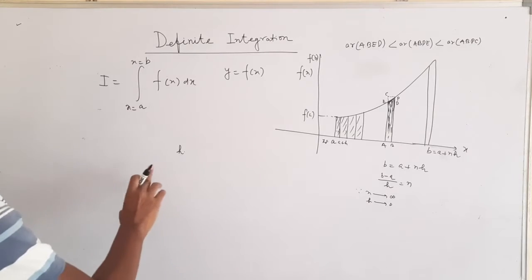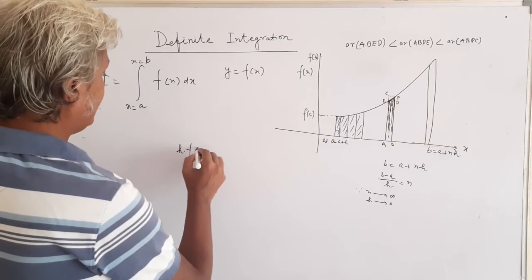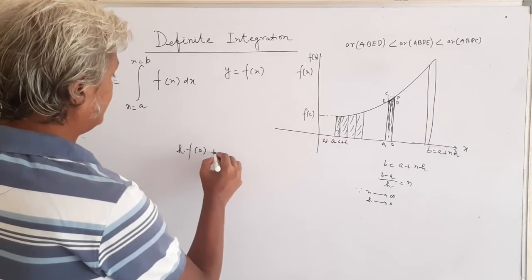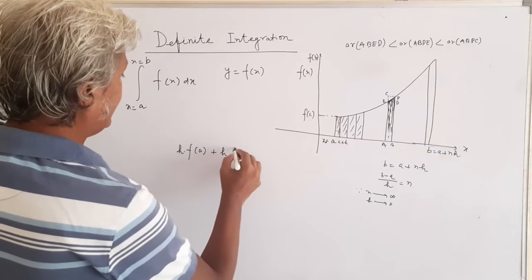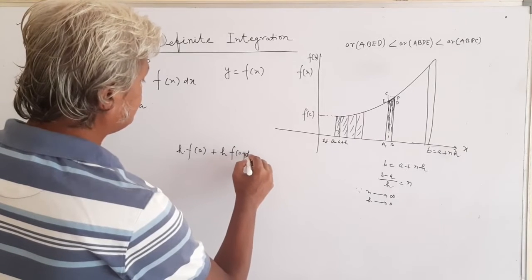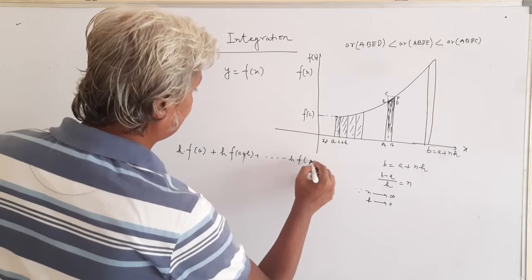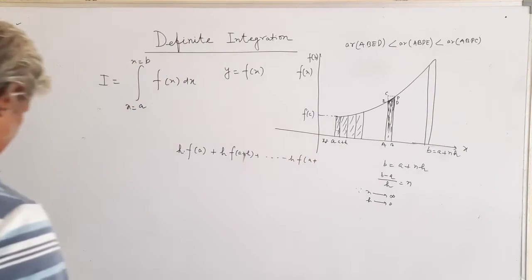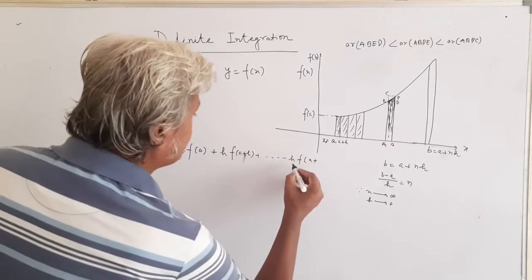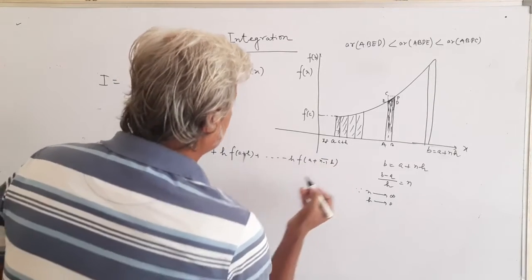So now we are finding out the area of the first strip, that is FA, plus second strip FA plus H. Then the final one is H times FA plus n minus 1H.